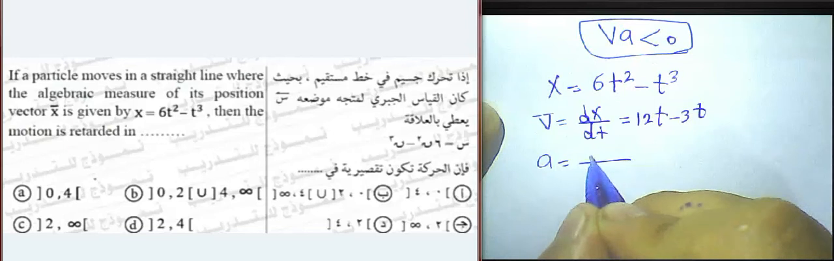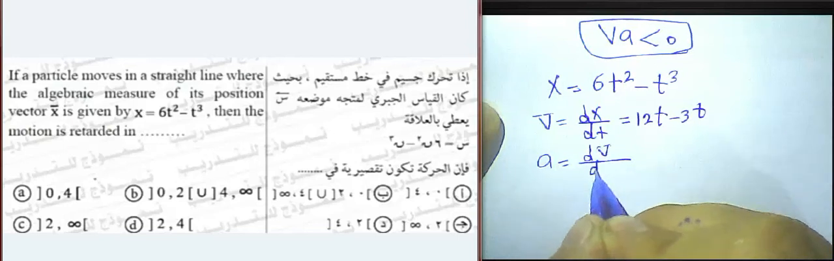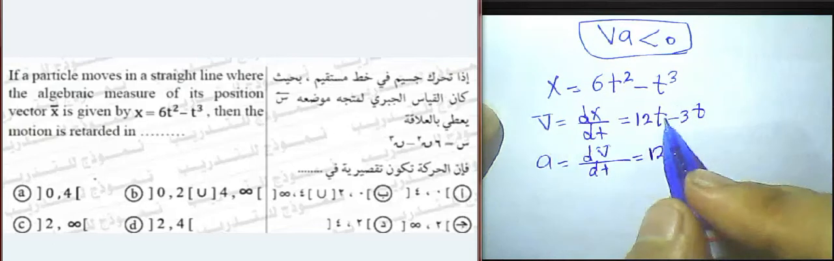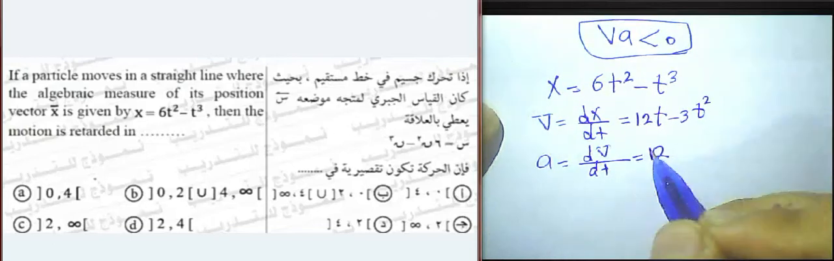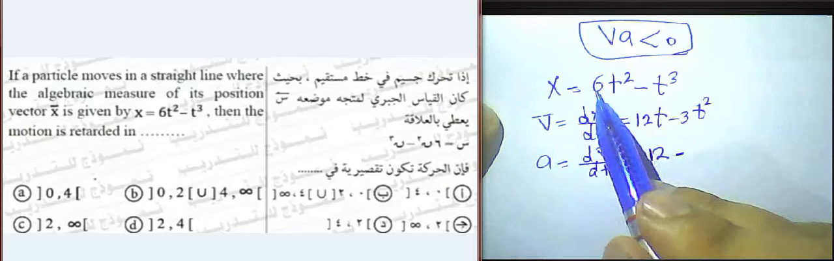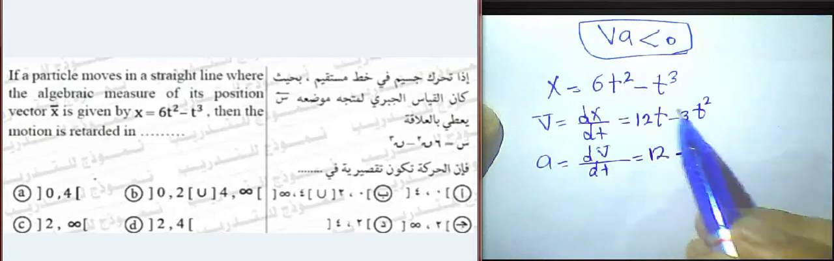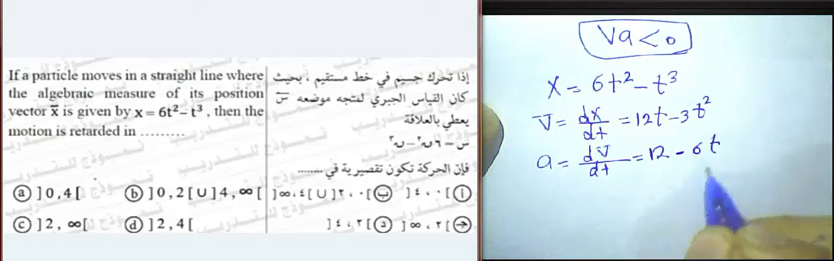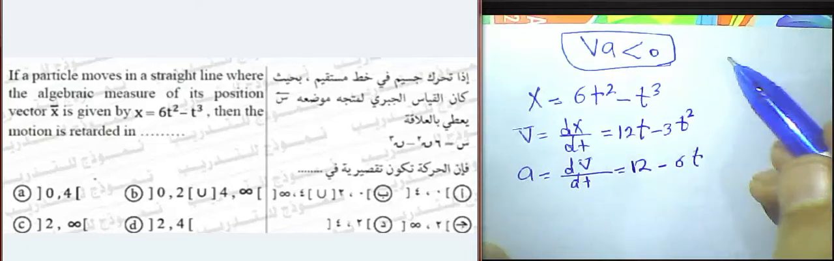It's the first derivative about velocity, 40. Then the result will be 12. Here we can drop the bar, and we can drop the bar again. 2 times 6 equals 12t, subtract 3t to the power 2, and we can drop the bar here. It will be 6 multiplied by t.